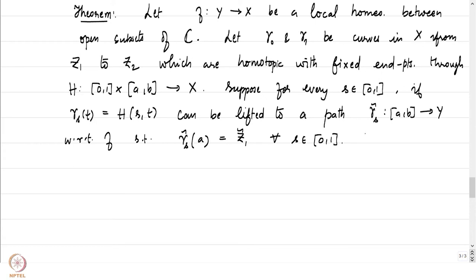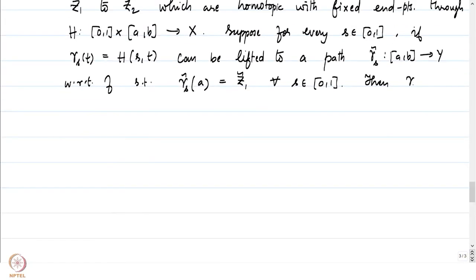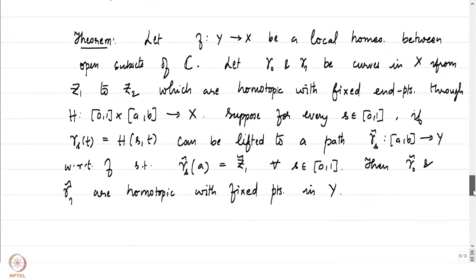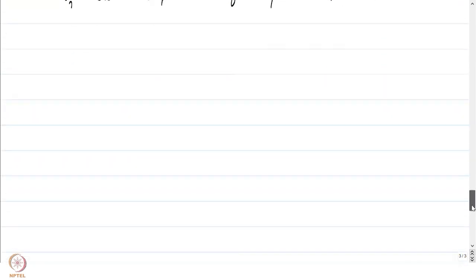The conclusion is that then gamma 0 tilde and gamma 1 tilde are homotopic with fixed endpoints in capital Y. Let me just draw the picture for you to make things clear.